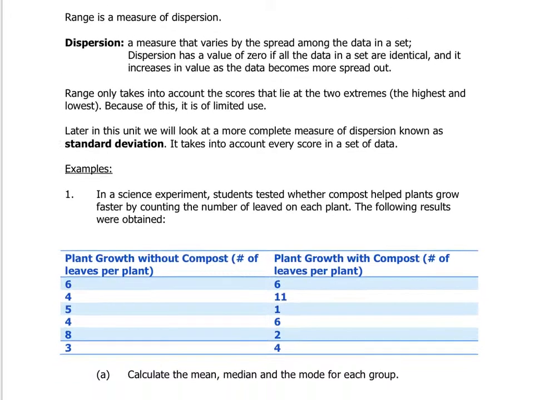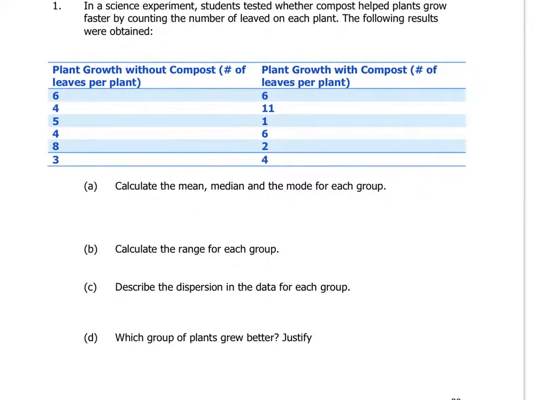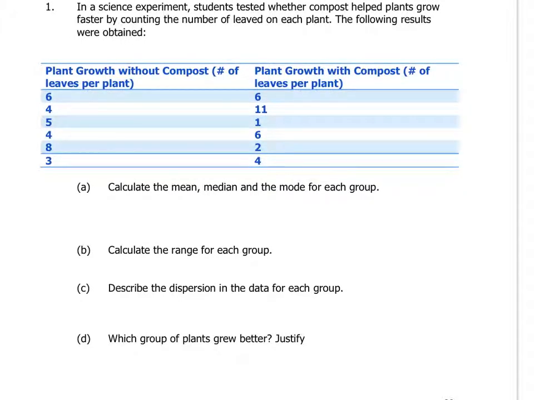So right now we're going to look at another example of data, and answer some questions on it. It says, in a science experiment, students tested whether compost helped plants grow faster by counting the number of leaves on each plant. The following results were obtained. Plant growth without compost had 6 leaves, 4 leaves, 5 leaves, 4 leaves, 8 leaves, and 3 leaves. And the plant growth with compost had 6 leaves, 11 leaves, 1, 6, 2, and 4 leaves. So calculate the mean, median, and mode for each group.